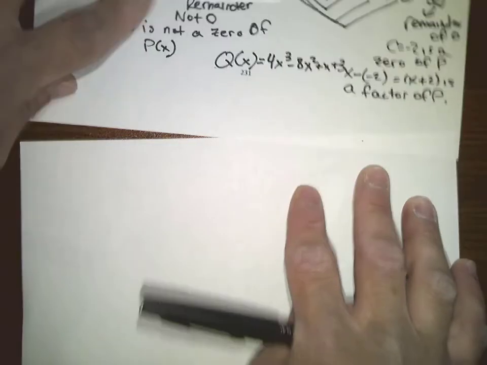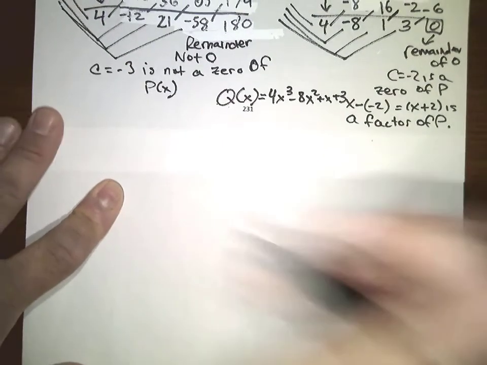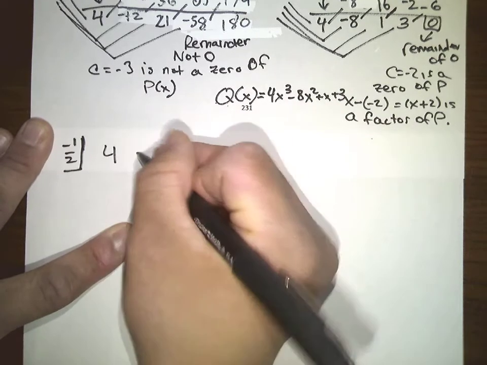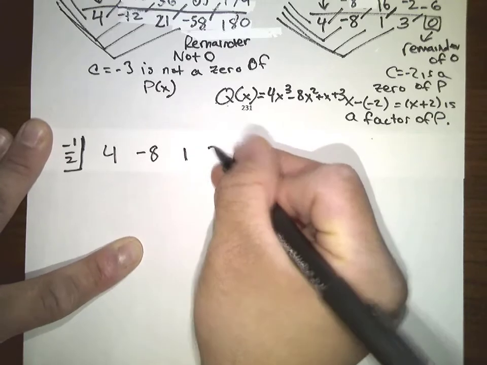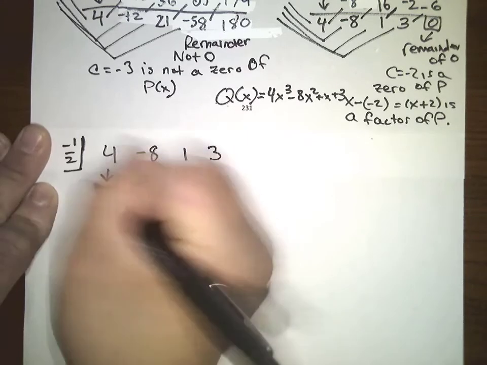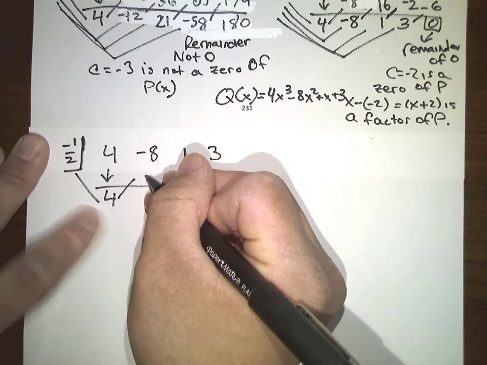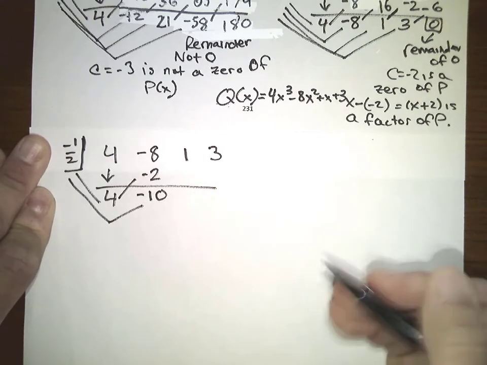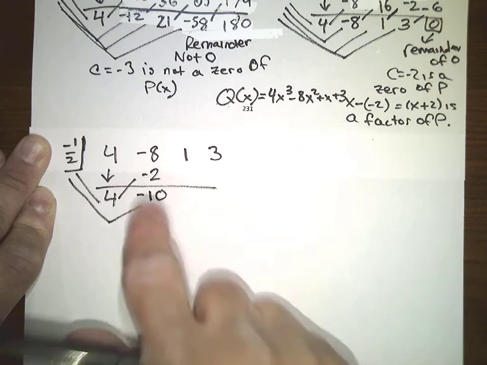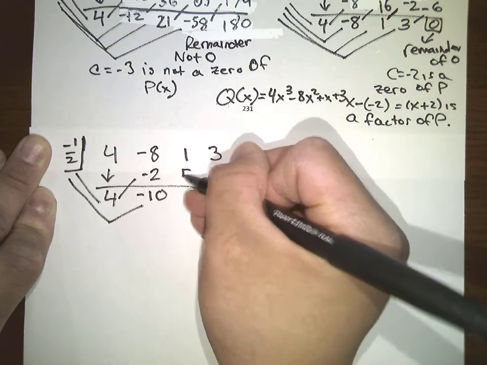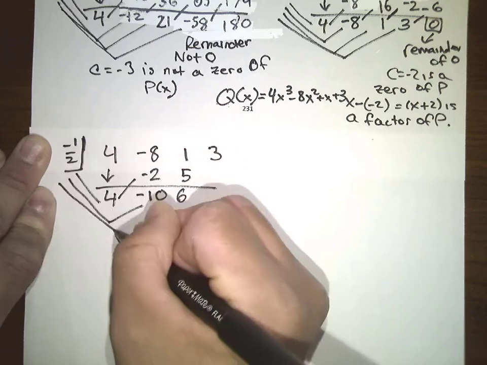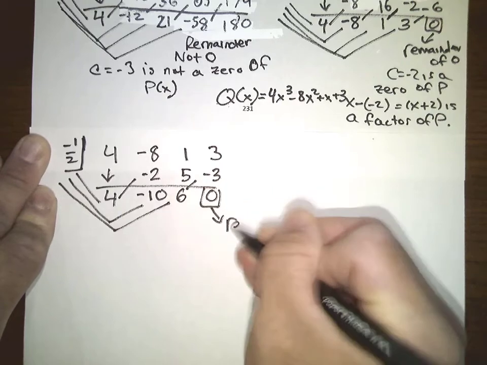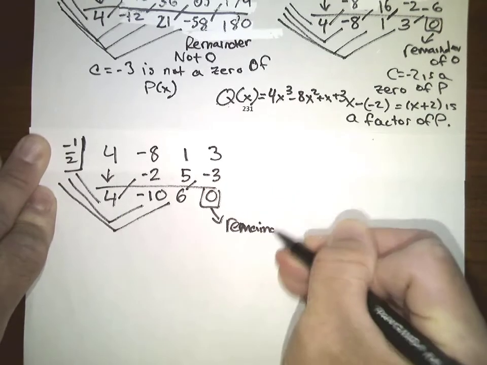So I'm going to try negative a half here. So negative a half, and then the coefficients of this remainder, 4, negative 8, 1, and 3. Then bring down the 4. Negative a half times 4 is negative 2. Negative 8 plus negative 2 is negative 10. Then negative a half times negative 10 is 5, and 1 plus 5 is 6, and negative a half times 6 is negative 3. 3 minus 3 is 0. So this is a remainder of 0.